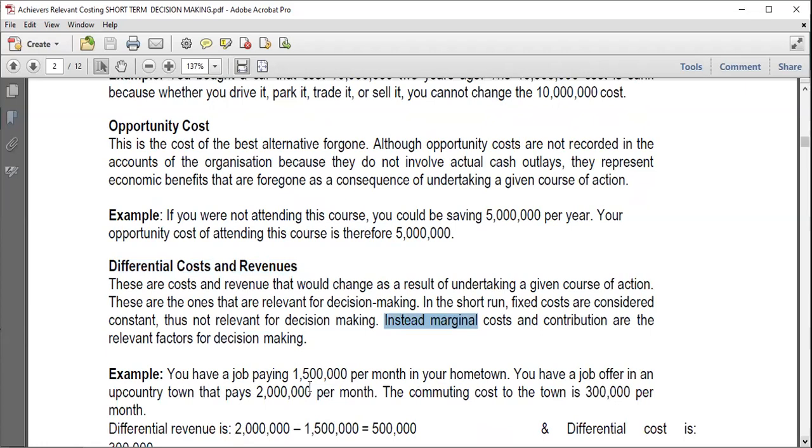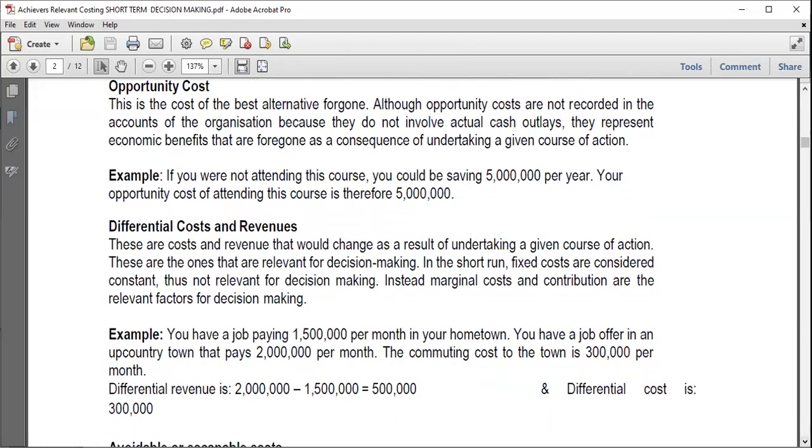There's an example here. You have a job that is paying you 1.5 million per month in your hometown. Then you have a job offer up country that pays you 2 million. You get it? They are giving us the commuting cost to town as 300 per month. Of course, for the differential revenue, we're just trying to get the difference between the 2 million that you're going to earn up country less the 1.5 that you've been earning this side. So your differential revenue is the 500. That is the change. And that is the 500 that you should make a decision on, not the whole 2 million.